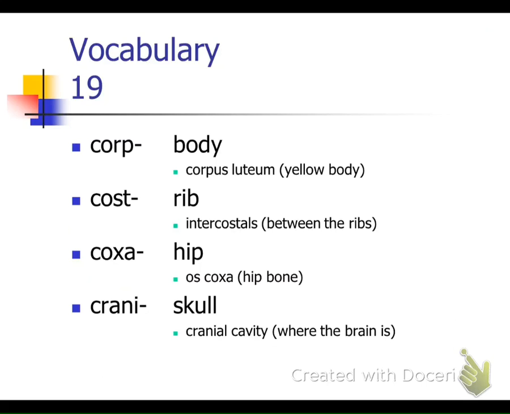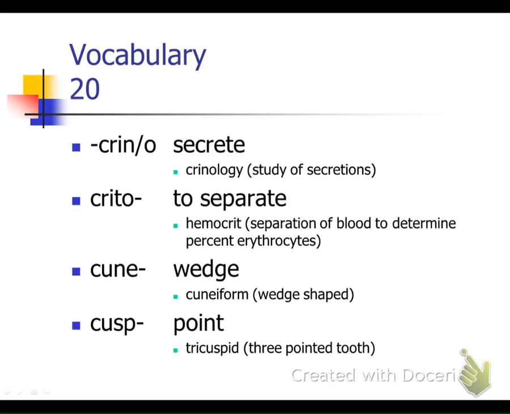Cost, rib. Intercostal muscles, intercostal nerves are nerves or muscles between the ribs. Coxa, hip. We'll see the coccyx joint or the coxal joint referring to the hip joint later in the course. And crani, as in the cranium, referring to the skull. And then finally for this exam, 1 through 20, crine or crino, to mean secrete.